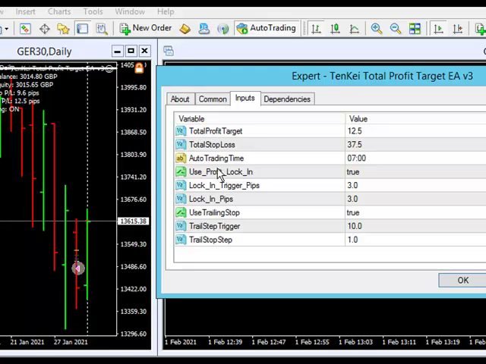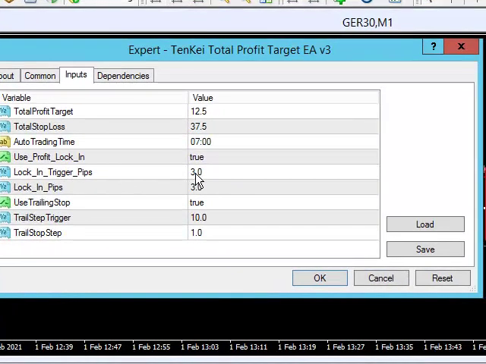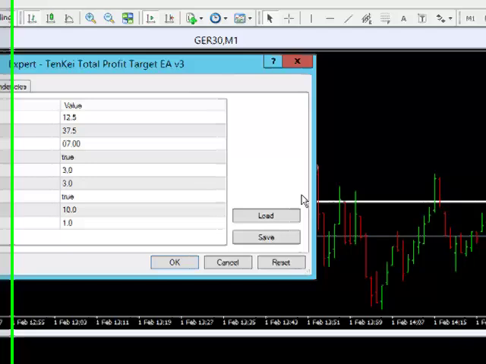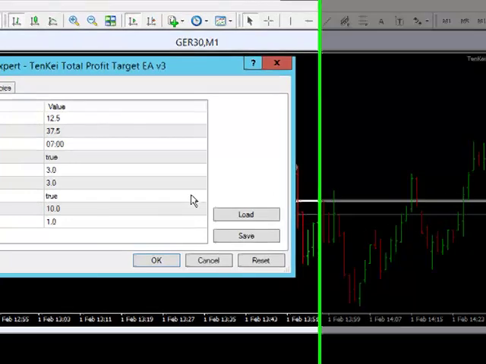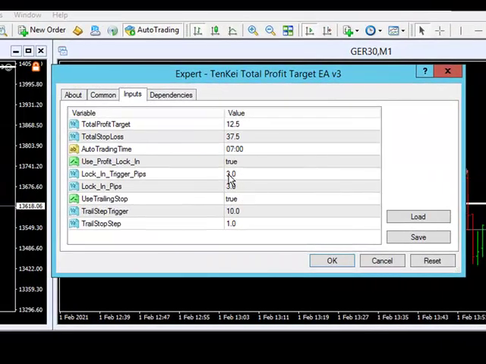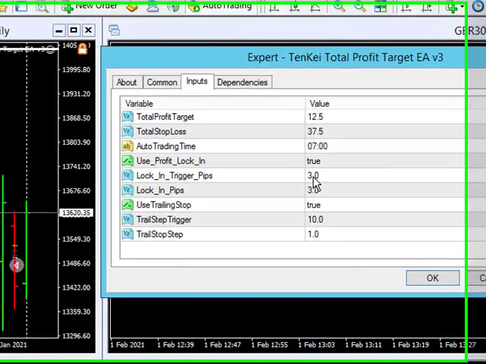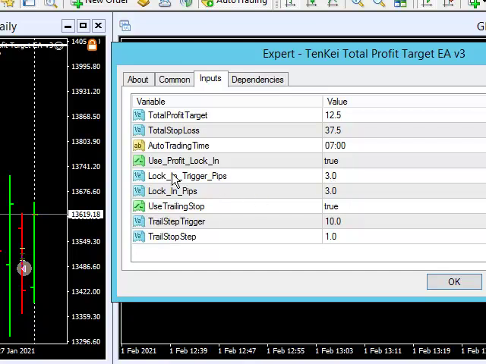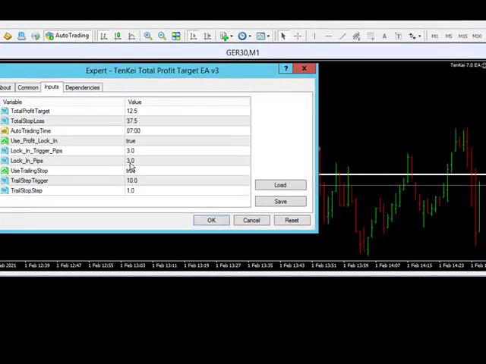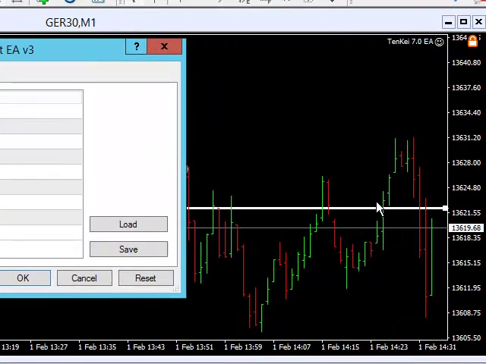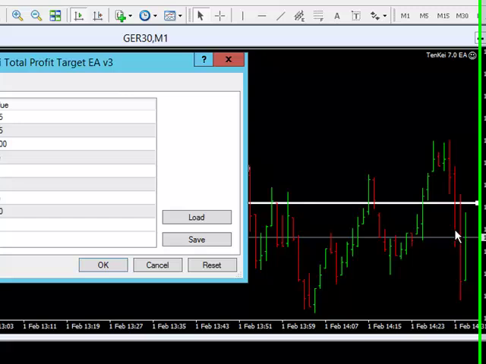We already looked at the example of setting this use profit lock-in to true. We set it to 3, which means once the price moves up or down and goes 3 points in your favor, that's the trigger, and then it'll lock in those 3 points. Whether the market's going up or going down, it'll lock in 3 points.